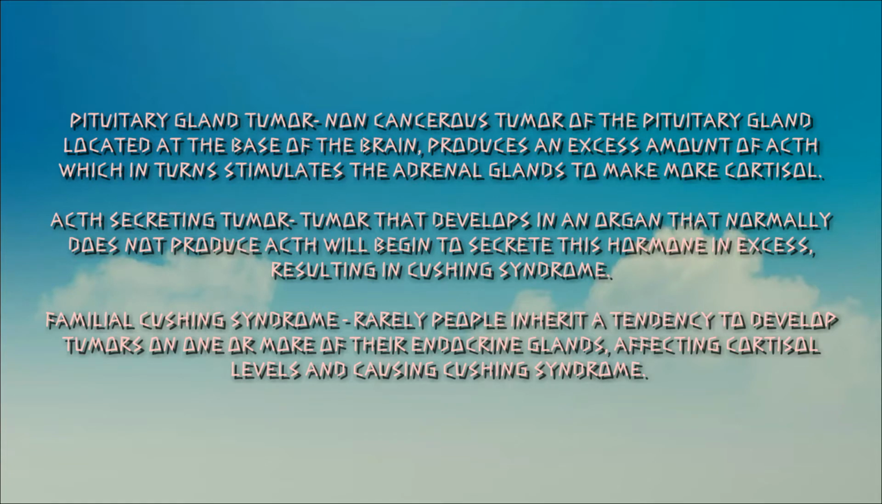Next, an ACTH-secreting tumor. A tumor that develops in an organ that normally does not produce ACTH will begin to secrete this hormone in excess, resulting in Cushing syndrome. Last, familial Cushing syndrome. Rarely, people inherit a tendency to develop tumors on one or more of their endocrine glands, affecting cortisol levels and causing Cushing syndrome.